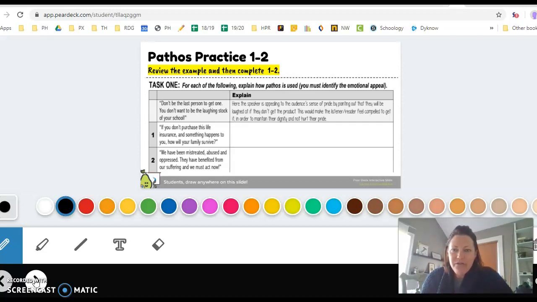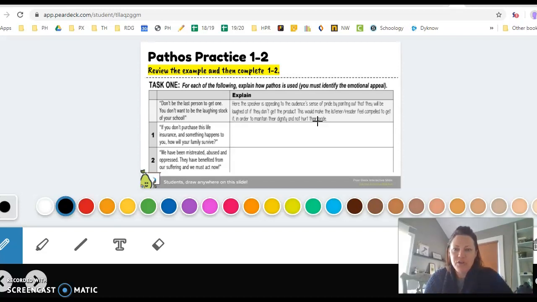So we have our example. You don't want to be the last person to get one. You don't want to be the laughing stock of your school. So that's appealing to the emotion of the audience. We can all probably relate with that idea of being the laughing stock, and as it says here, we don't want to have our dignity or pride hurt. So that really gets at our emotions.